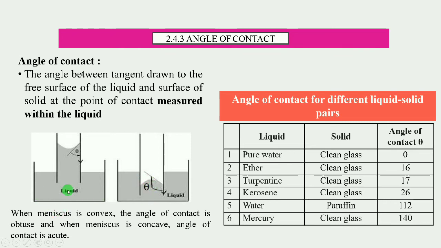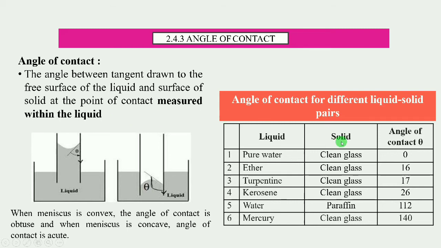So for a concave meniscus, the angle of contact is acute, that is less than 90 degrees. For a convex meniscus, the angle of contact is obtuse, that is greater than 90 degrees. This depends upon the solid and liquid pair, that is the type of liquid or the shape of the meniscus. So this is the definition of angle of contact.